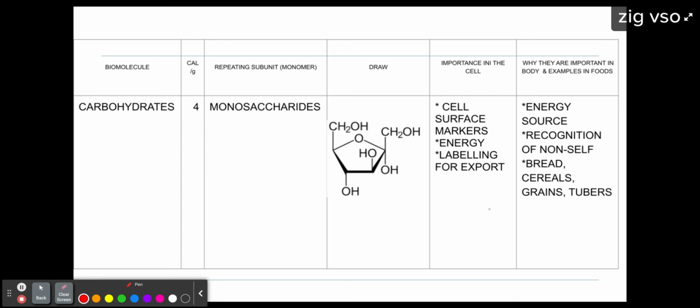Why are they important in the body? They're an energy source. They also help recognition of non-self. So this is how your body can see that you are being invaded by a parasite, a virus, a bacterium. And they're found in breads, cereals, grains, and tubers.